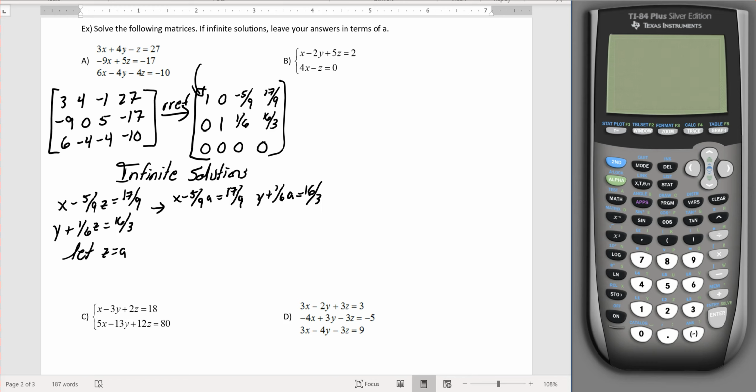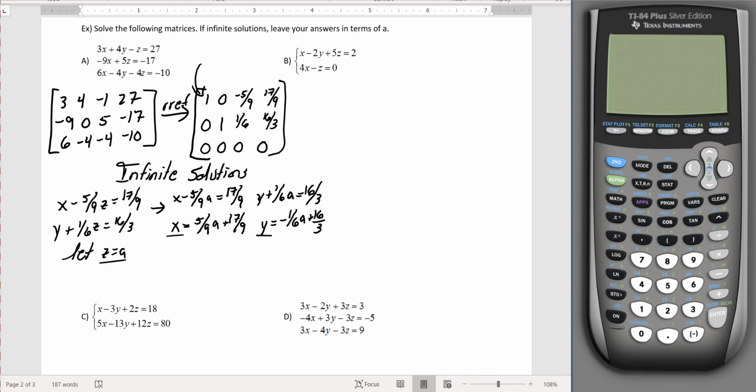So from here, I'm going to solve for x and y. All I would need to do is add 5/9 a, subtract 1/6 a. So x will equal 5/9 of a plus 17/9, and y will equal negative 1/6 of a plus 16/3. And that right there is my value for x, y, and z.